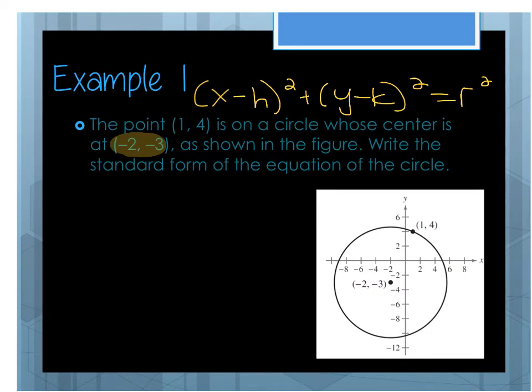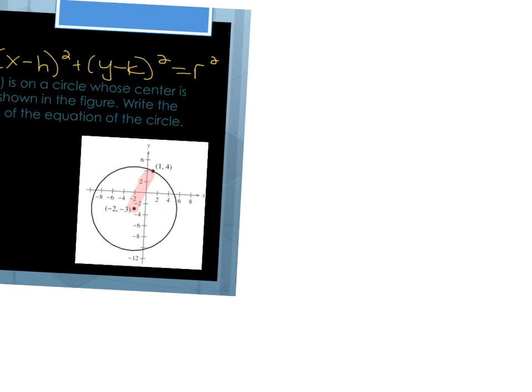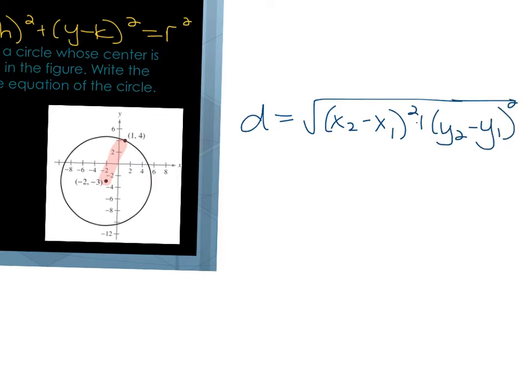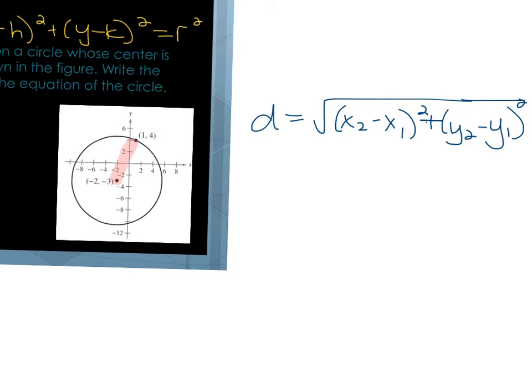What's one way to find it? I can use the distance formula. So the distance between that -2, -3, and the 1, 4 will give me the radius. So distance, which is also a formula you need to know, is the square root of x2 minus x1 squared plus y2 minus y1 squared. So I can use either point as my x1 and my y1, or my x2 and y2, as long as I'm consistent. So let's say that these are my 1s and these are my 2s.